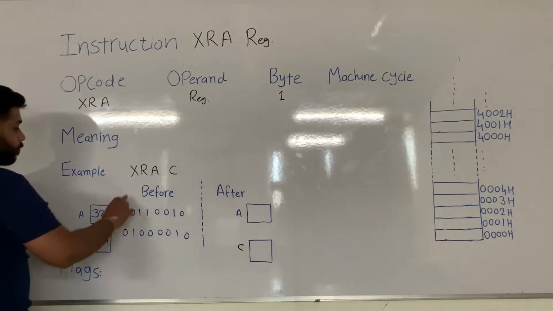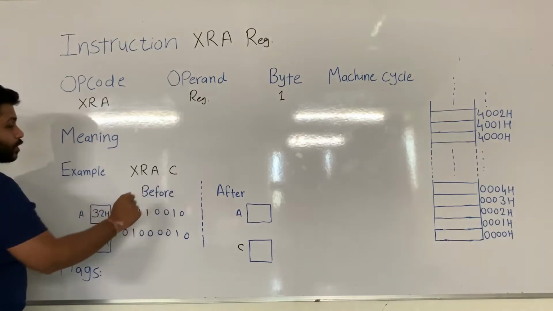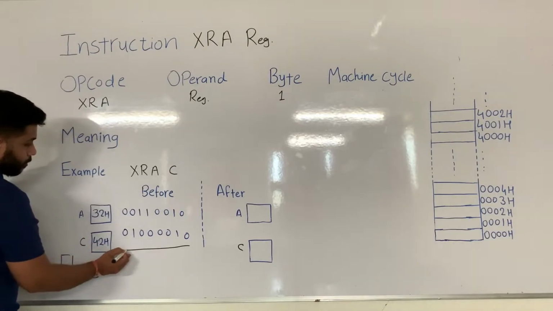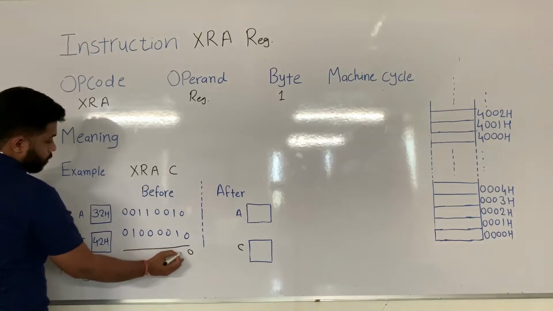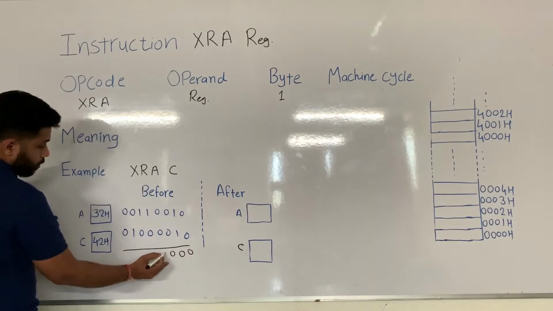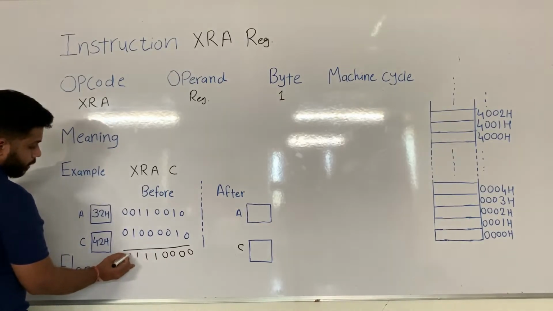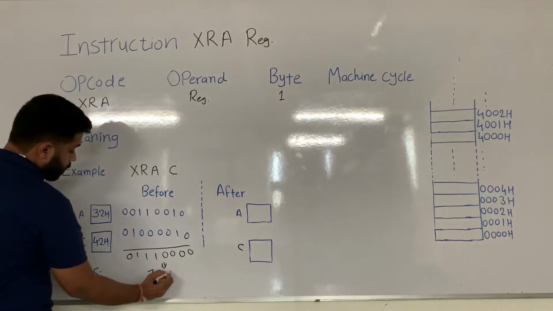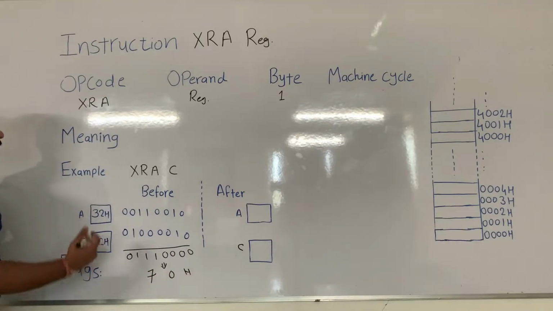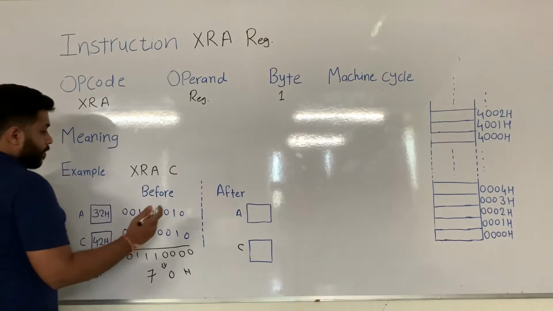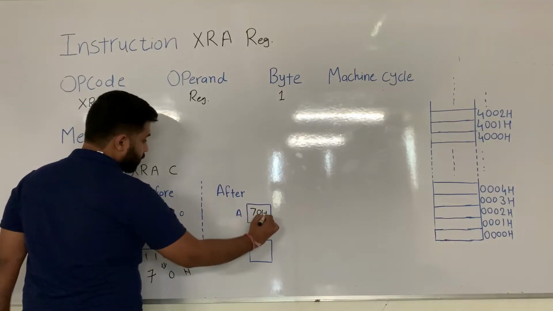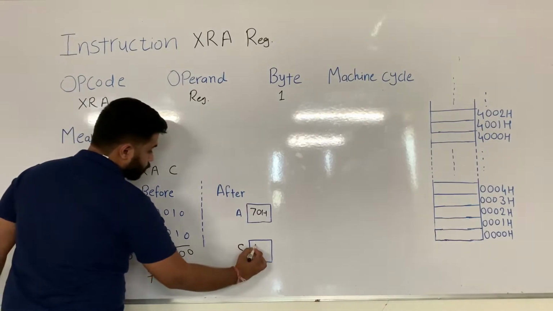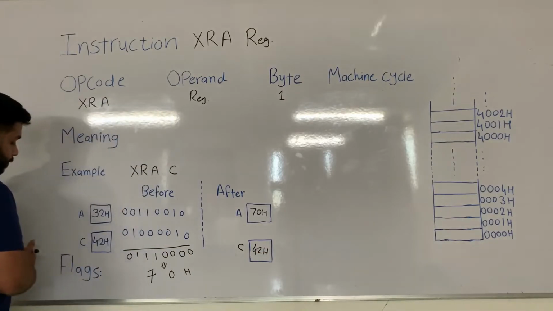So when we perform XRA C, the logical XOR will be performed between these two numbers. So let's perform logical XOR on 0 0 1 1 0 0 1 0 and 0 1 0 0 0 0 1 0. If you convert this number into hexadecimal, you will get 70H. So after execution, you can see that in the accumulator the answer will be 70H, and in register C the data will remain unchanged. So in register C the 42H will be there.